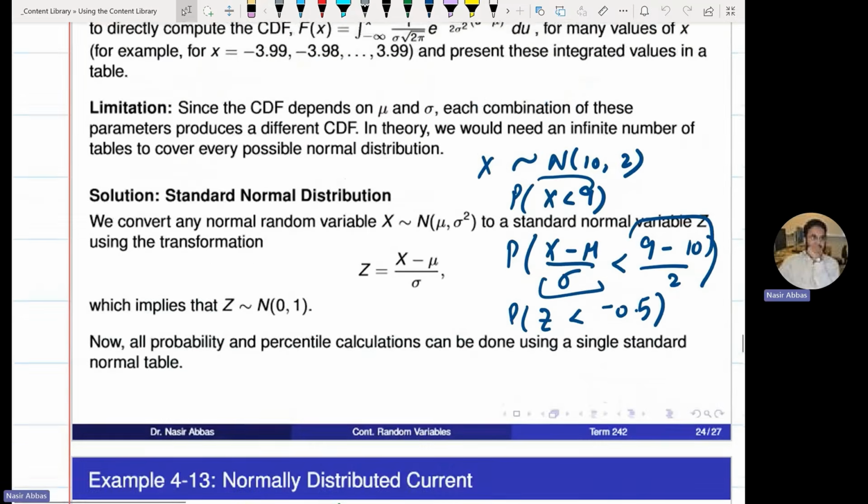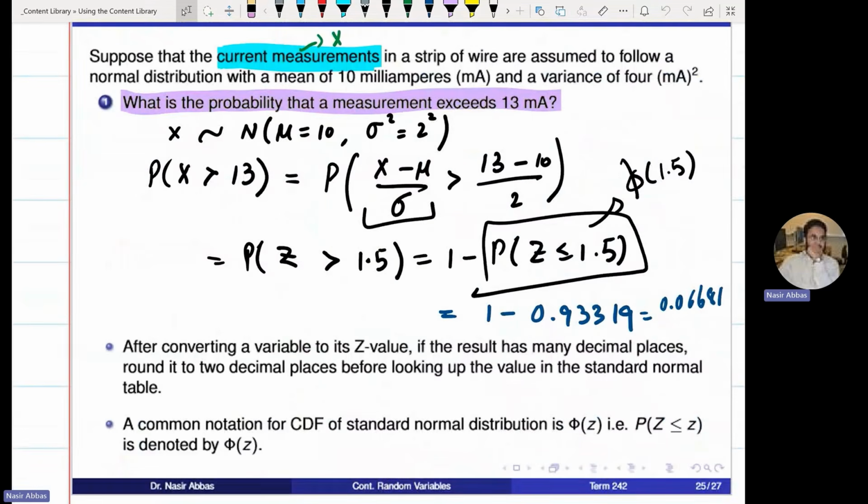We were doing this example which says that suppose the current measurement x is assumed to follow a normal distribution. Mean is 10. The standard deviation was 1.5. The first question says find the probability that the measurement exceeds 13. So the probability of x more than 13 was required. Now, as you can see, the first step I did is I converted x into z. Converted the normal into standard normal. So I subtracted the mean and divided by the standard deviation.